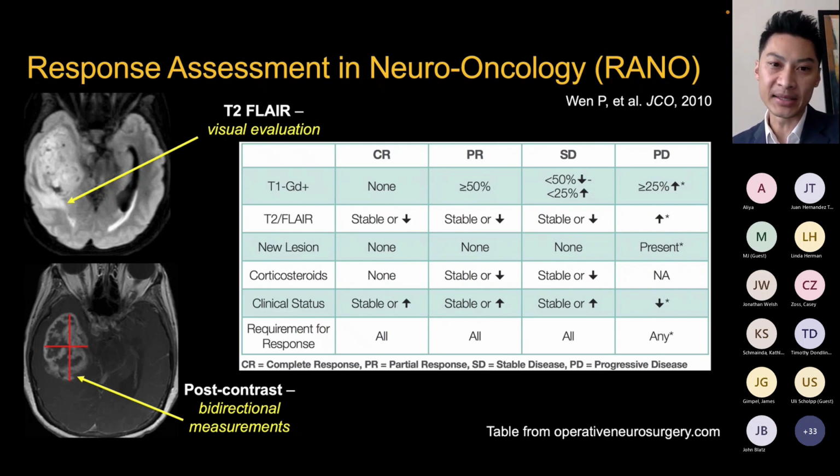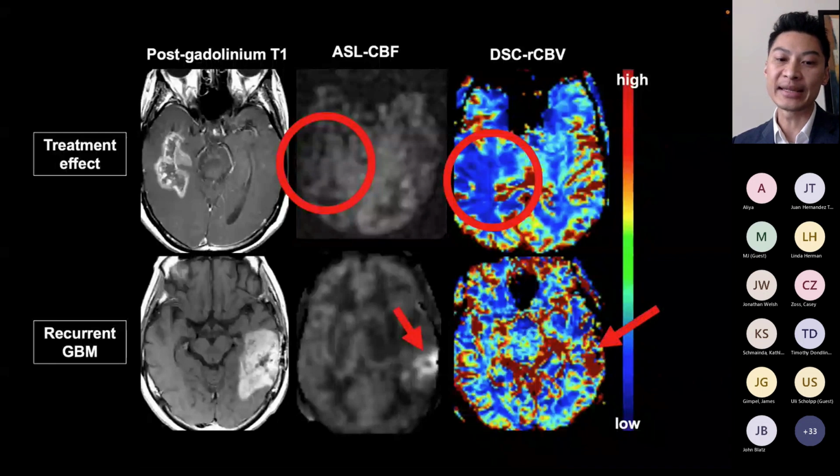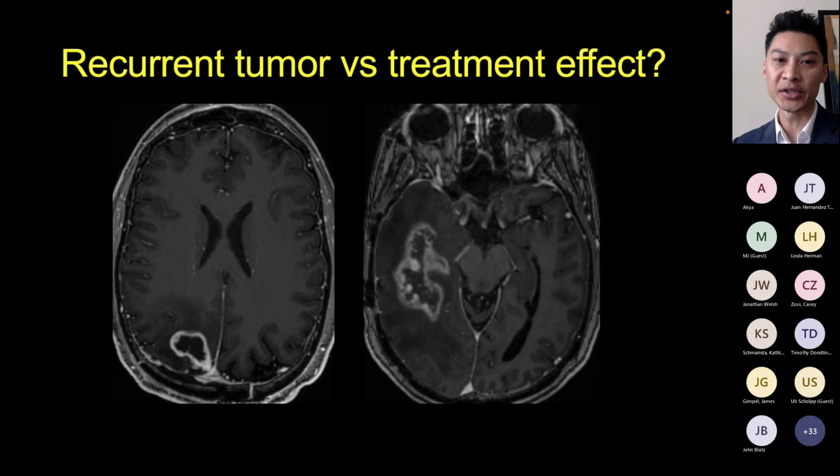But on a day-to-day basis, especially with me being a clinical neuroradiologist, what can we do to help us make a decision at a single time point? Perfusion imaging has been helpful in that respect. Now, the concept of perfusion imaging in this post-treatment setting is that a contrast-enhancing lesion with low perfusion, whether it's low CBF or low CBV, tends to be treatment effect. In contrast, a contrast-enhancing lesion that has high CBF or high CBV tends to be recurrent tumor.